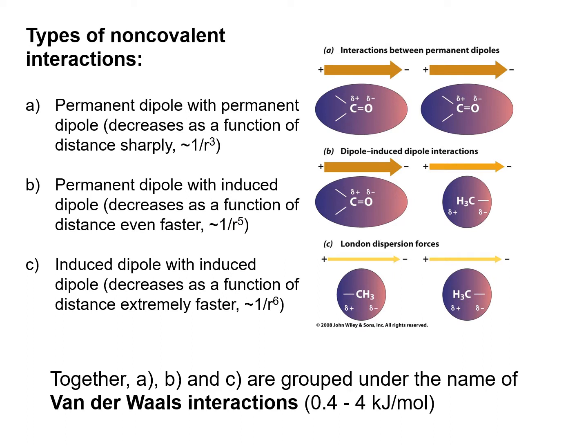And the third type is the interaction between induced dipoles. It's also called London dispersion forces. And it has the weakest interaction, with a power of r to the 6th. So its interaction decreases extremely fast depending on the distance. All these different types of interactions constitute van der Waals interactions, which range from 0.4 to 4 kilojoule per mole, which is a relatively weaker interaction compared to covalent bonding.